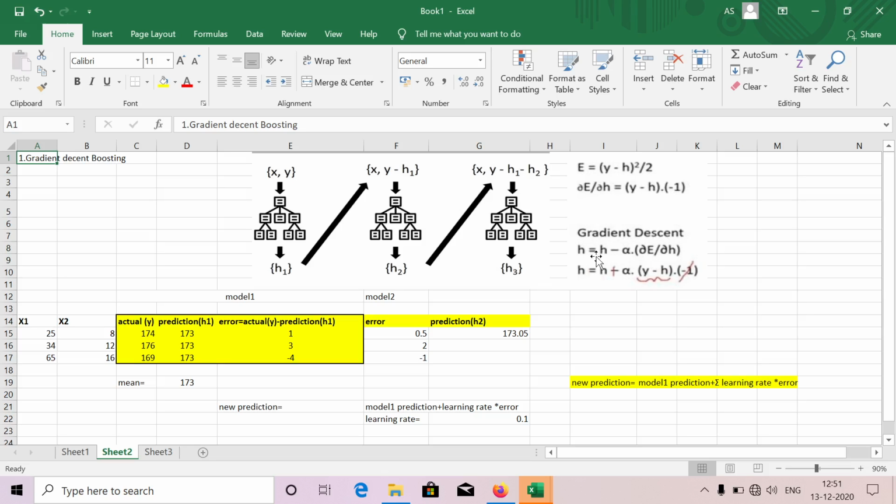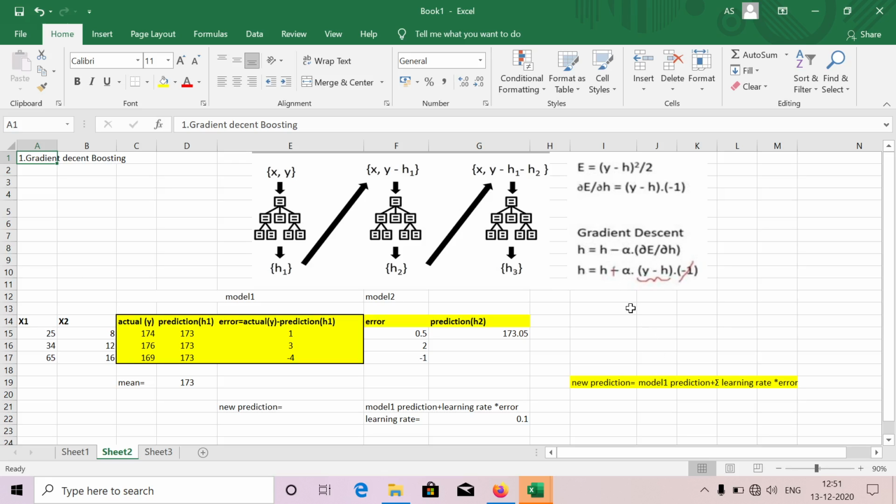This is h equals h minus alpha, where alpha is my learning rate, multiplied by de by dh. That's why we applied the derivative in the above equation. I replace this equation here. Then finally my equation is h equals h plus alpha, since minus multiplied by minus is positive. H equals h plus alpha times (actual minus mean). This is my final equation.